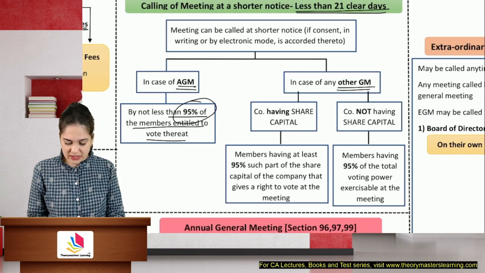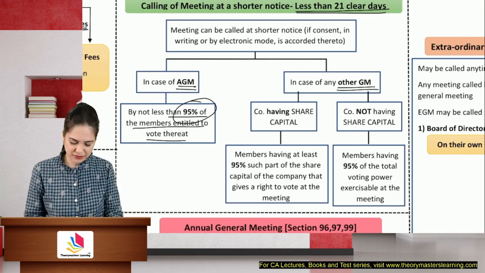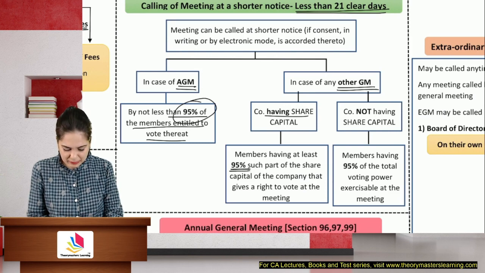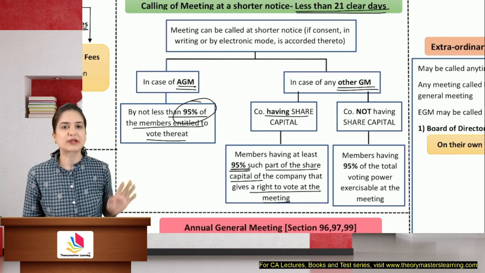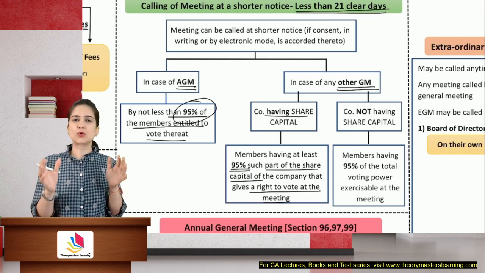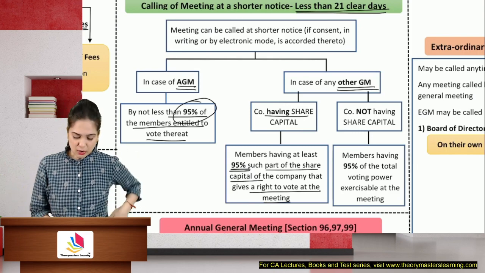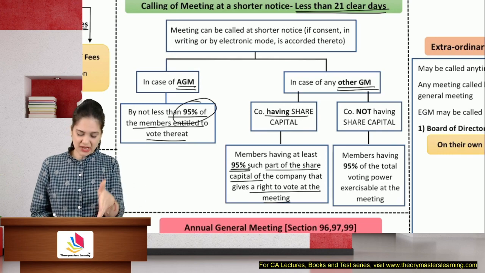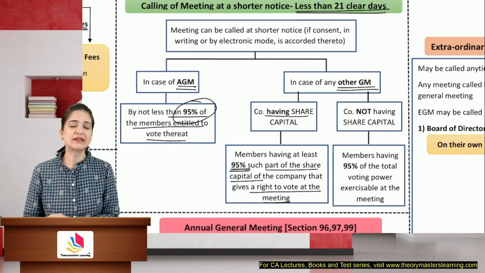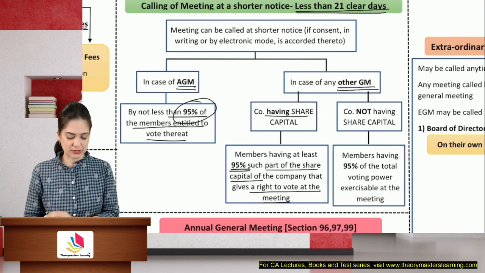In case of other general meetings like an extraordinary general meeting, if the company is having share capital, then members holding 95% of such part of the capital of the company that gives them a right to vote can vote at the meeting. So if you have share capital, then members holding 95% of the share capital which gives them the right to vote, only then we will allow shorter notice.